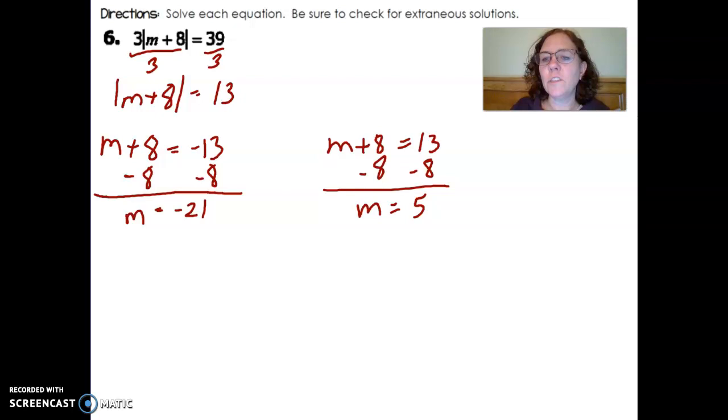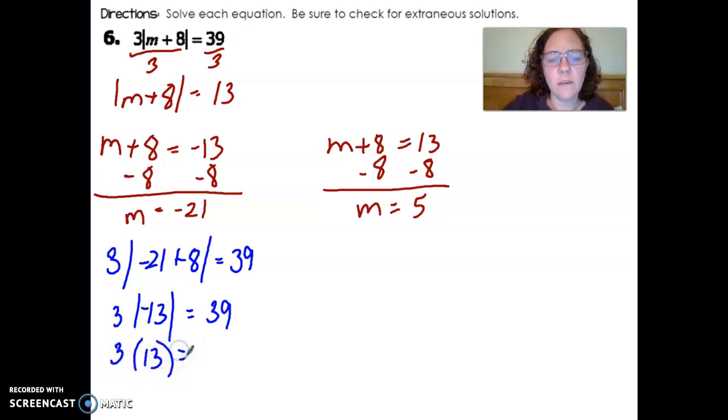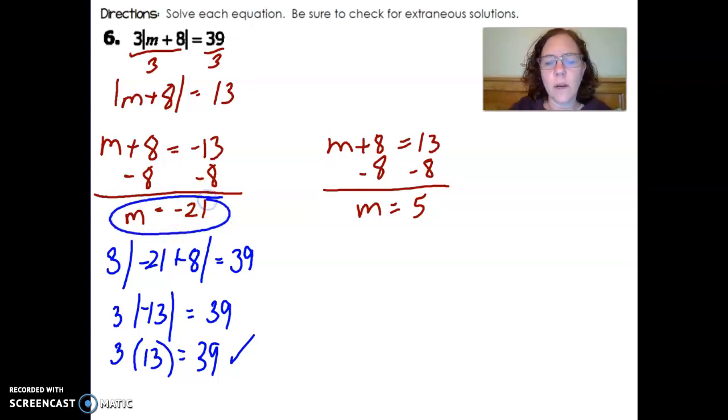All right, step 4 was to check for extraneous solutions. So let's do that. I'll go to my original equation and put negative 21 in place of m. So inside the absolute value there, negative 21 plus 8, oh, that's negative 13. All right, absolute value measures distance away from 0, so the absolute value of negative 13 is positive 13. And 3 times 13 does equal 39. So the first one is good. That's a good solution.